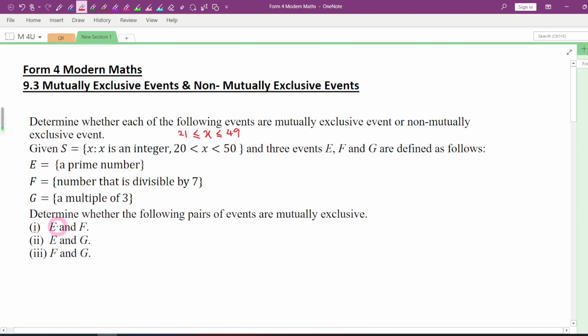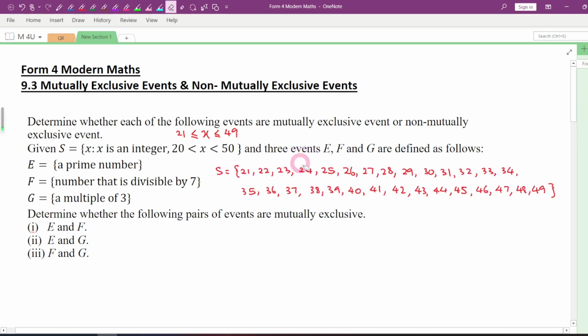So before we determine whether the two given events here are mutually exclusive event or non-mutually exclusive event, let us write down the element for the set E, F, G, and also sample space. The sample space here actually contains a lot of elements. If the question does not request you to write all down, you don't have to write all down, it's okay. But here I'm going to list out all the elements for the sample space so that it's easier for me to explain to you. Okay, these are all the elements for the sample space from 21 to 49, actually an integer, so that we don't have to consider about the decimal fractions.